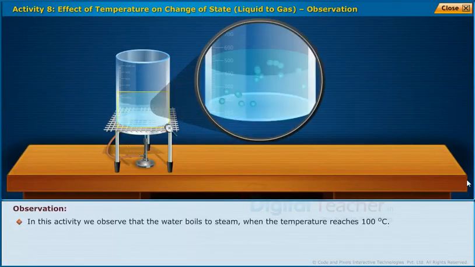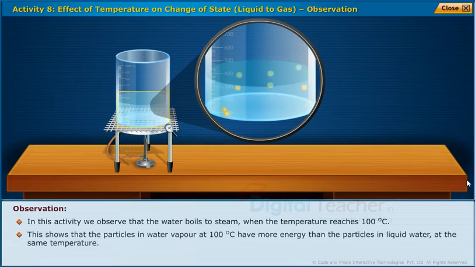In this activity, we observe that the water boils to steam when the temperature reaches 100 degrees centigrade. This shows that the particles in water vapor at 100 degrees centigrade have more energy than the particles in liquid water at the same temperature.